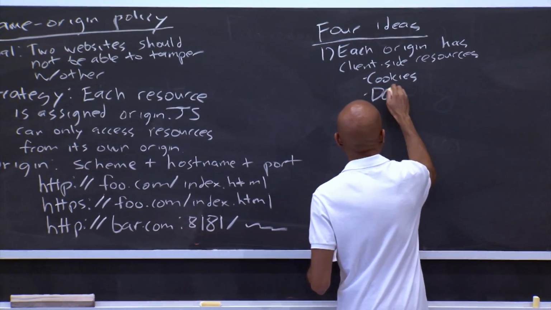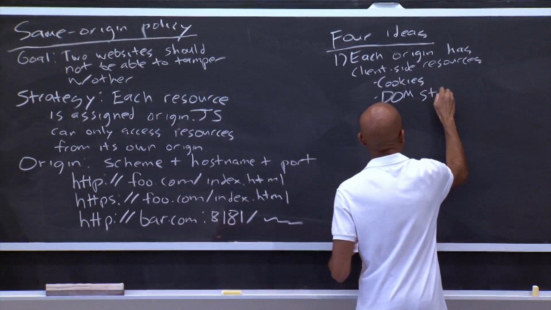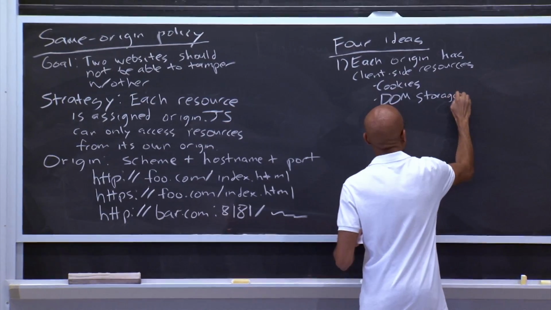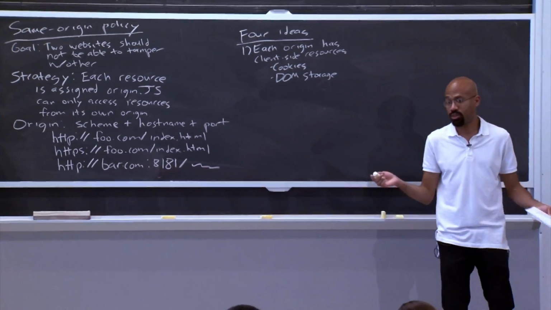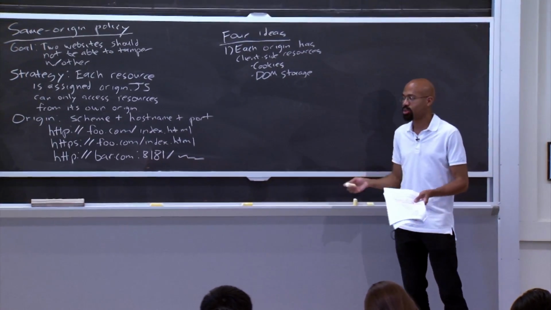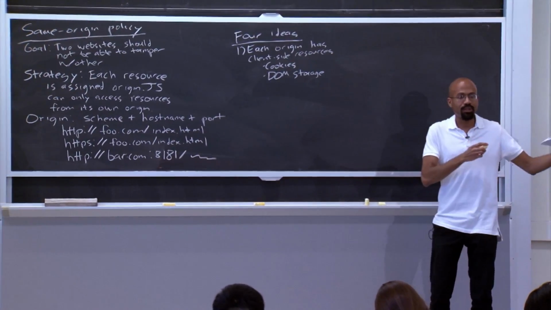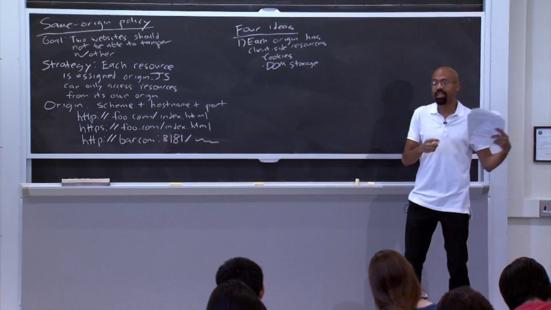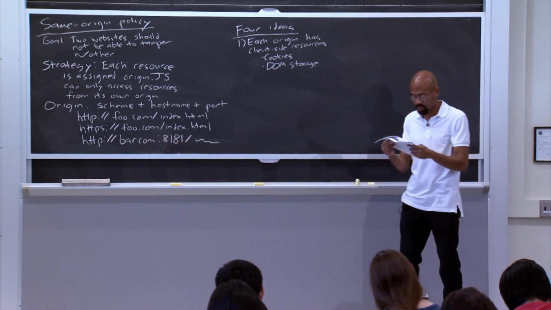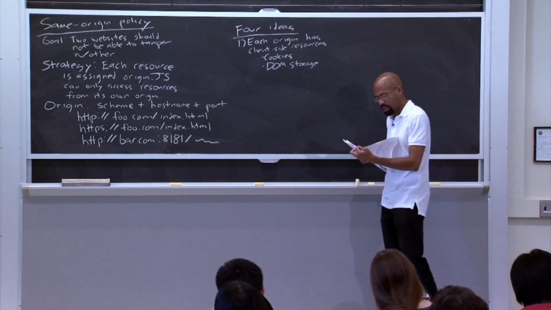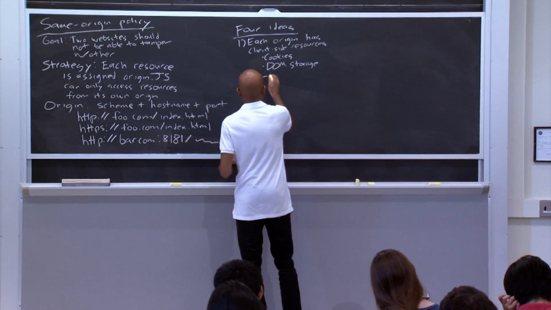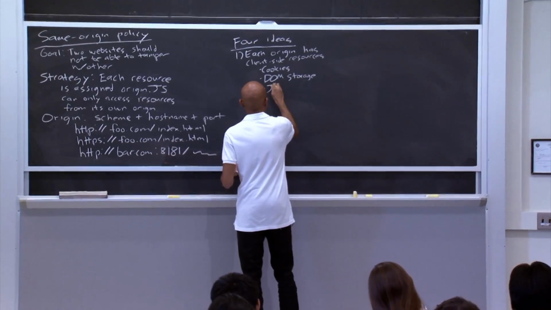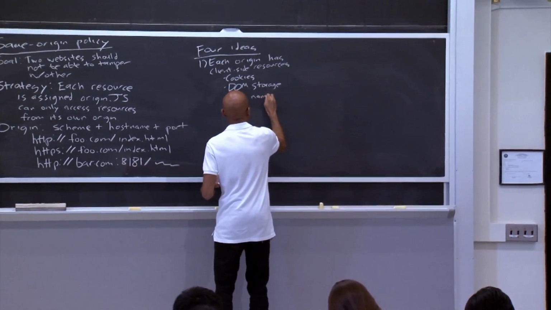Also, you can think of DOM storage as another one of these resources. This is a fairly new interface, but think of DOM storage as just a key value store. DOM storage allows an origin to say, for this given key, which is a string, let me associate it with this given value, which is also a string. Another thing that is associated with an origin is a JavaScript namespace.